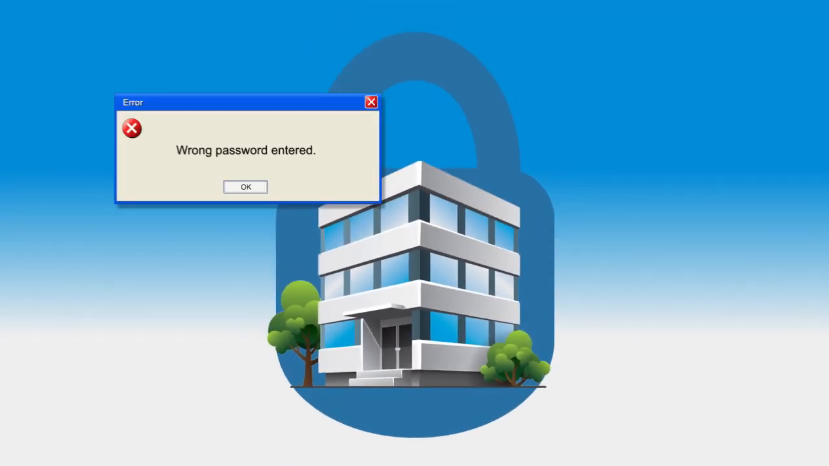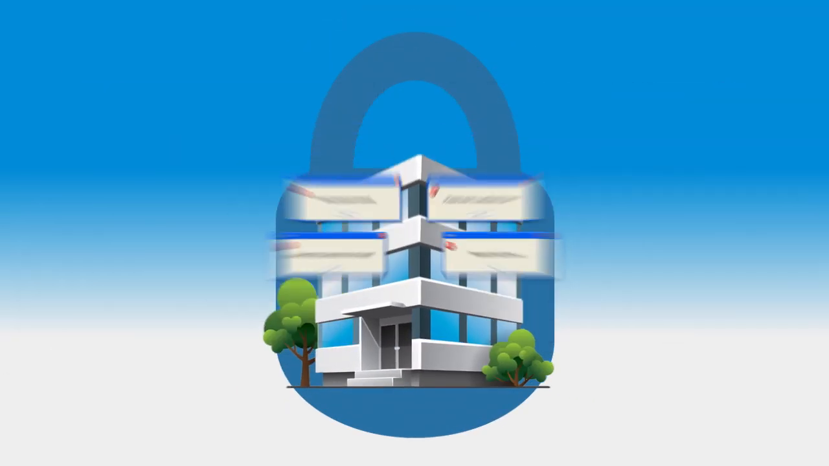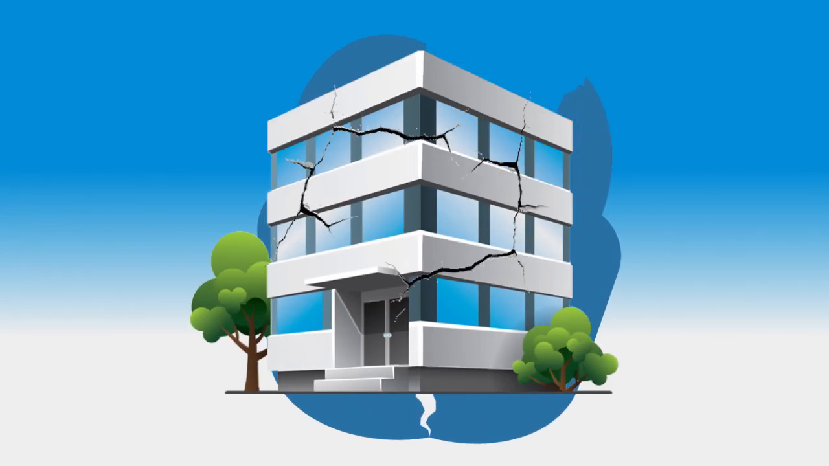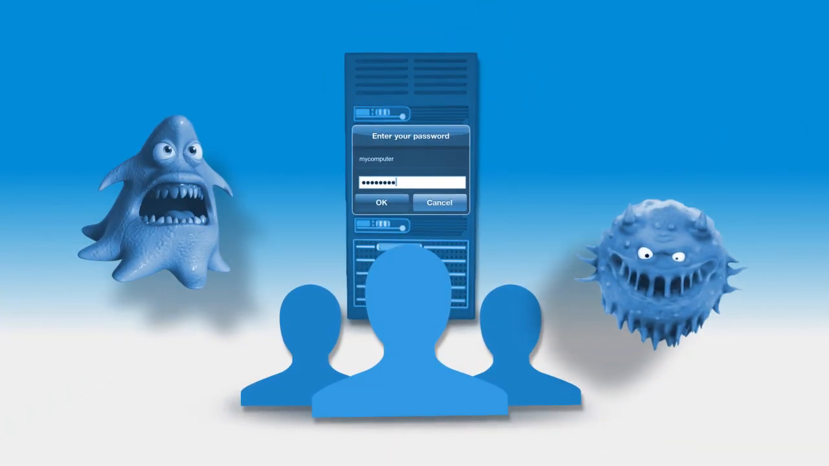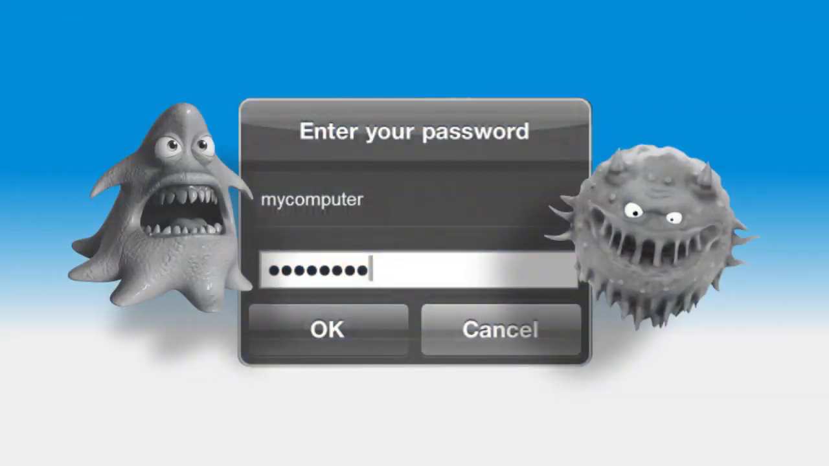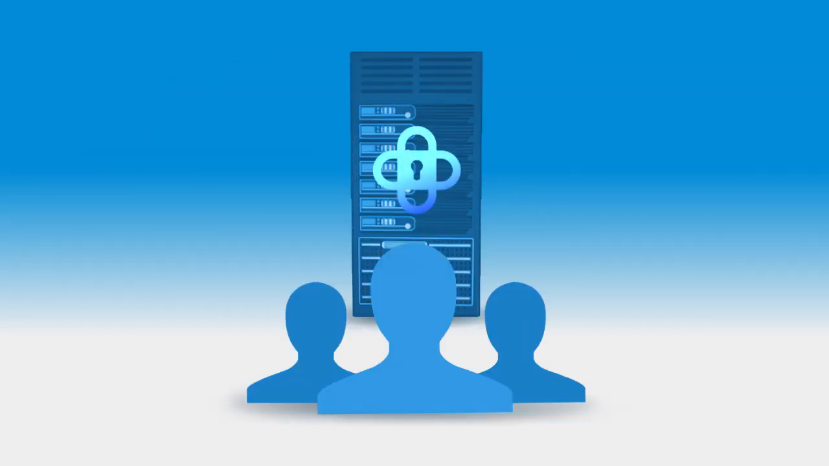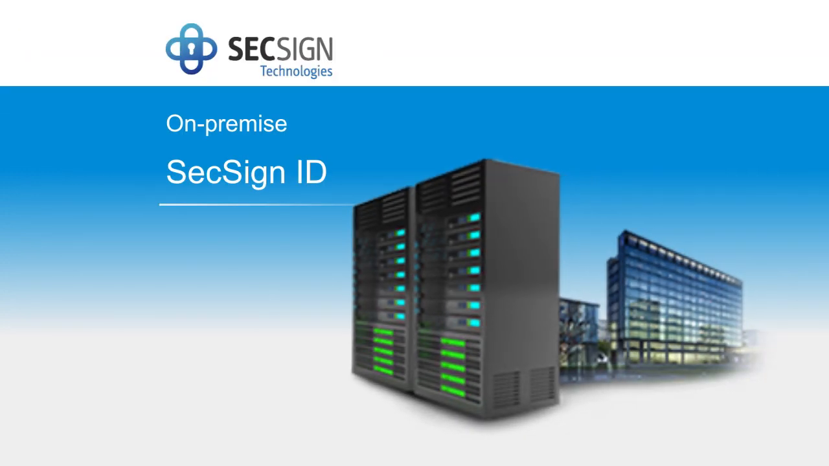At any moment, organizations face huge data security risks. One breach of your user account security could be catastrophic. But with constant threats from hacking, phishing, and malware, protecting your user accounts and data can seem like an impossible task. Thankfully, there's an easy way to stop all of these threats and achieve true enterprise data security with an on-premise installation of SecSign ID.